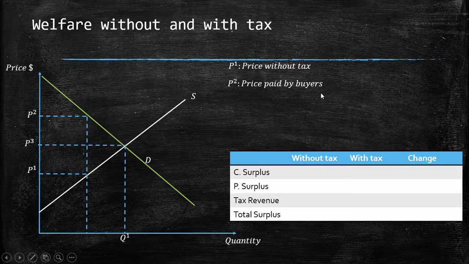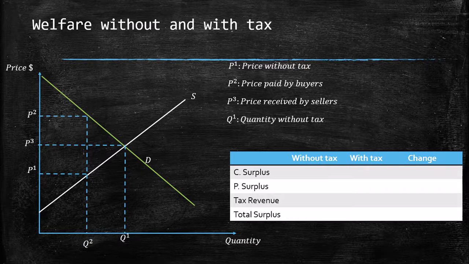P2 is the price paid by buyers, which is correct, and this is going to be the price received by the sellers, which is actually going to be P1. Just keep the order of these P's. Q1 is the quantity without tax and Q2 is the quantity with tax. How can we measure? If you see here, we can see 1, 2, 3, 4, 5, 6 different figures inside, which are going to be important in order to analyze our welfare without and with tax.